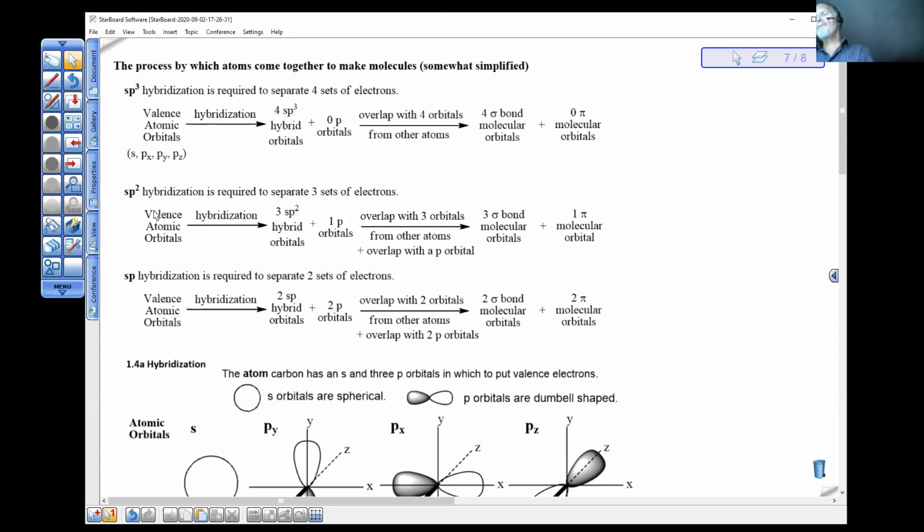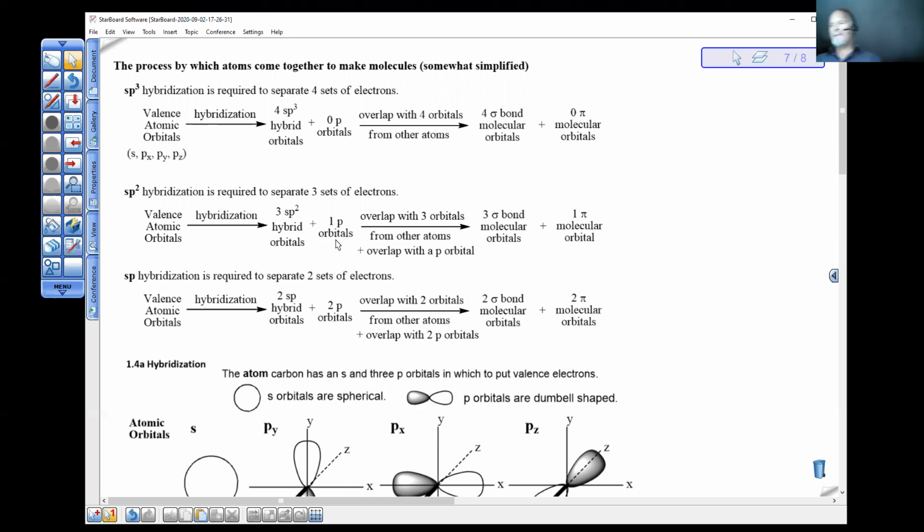Okay, so if I need to separate 3 sets of electrons, I only have to use 3 atomic orbitals. 3 atomics give 3 hybrids. What's the name of them? They're sp2 hybrids. Okay, we have to account for the orbital we didn't use. We did not use the third p orbital. Doesn't mean it's not going to be used. It means it's going to be used for the other kind of bond.